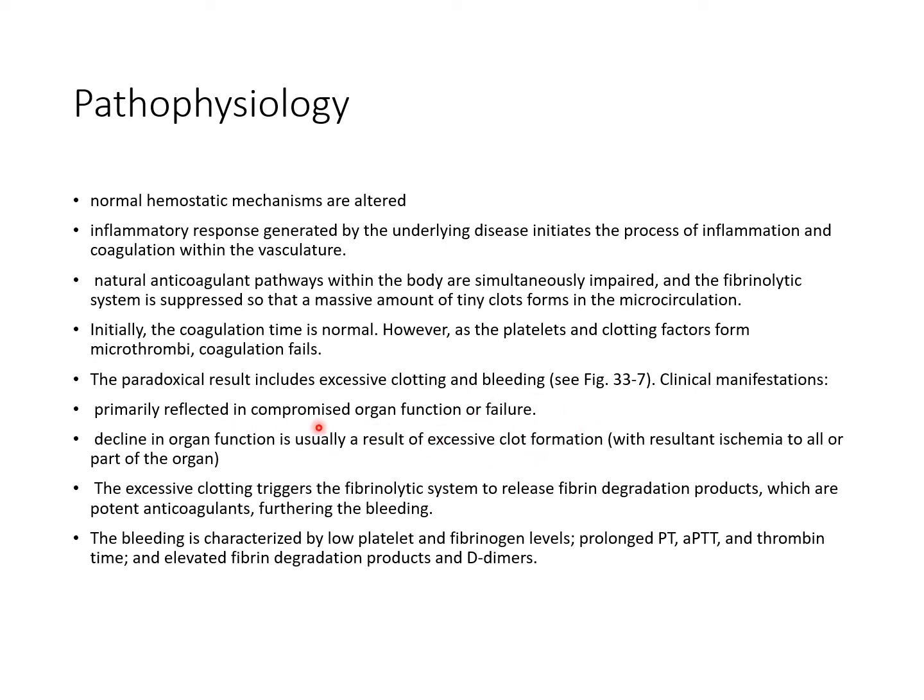They will be reflected in the compromised organ function or failure. So the manifestations you're going to see are going to be because of the result of excessive clot formation. So you're going to be seeing things like ischemia to all or part of the organs. The excessive clotting will trigger the fibrinolytic system to release fibrin degradation products, which are potent anticoagulants, right? And then that's going to lead to more bleeding.